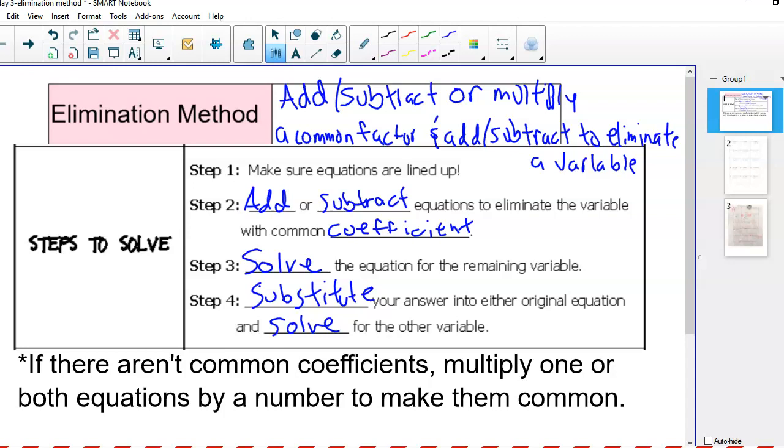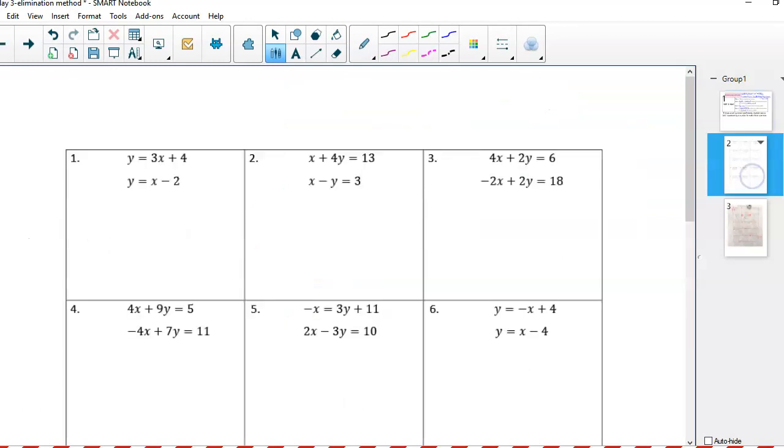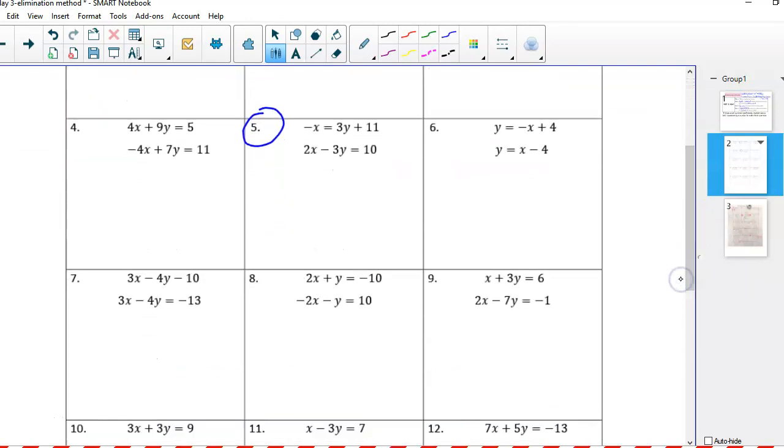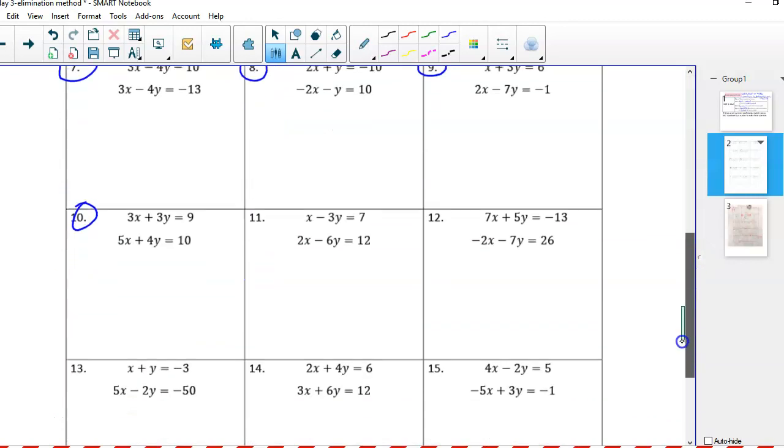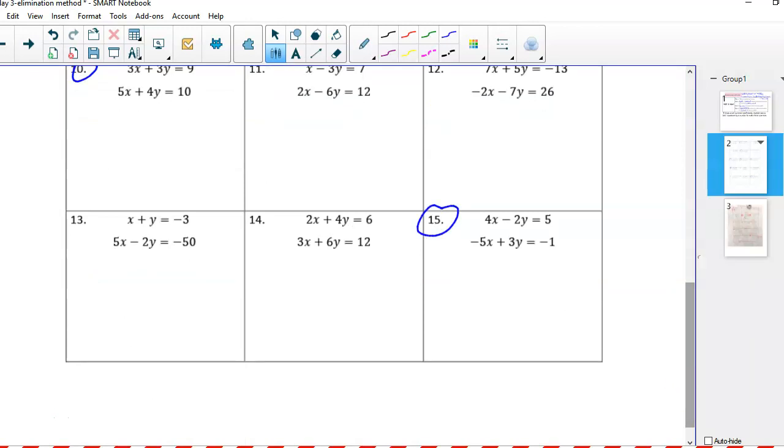Okay, we're going to do the following problems together, and then you'll have time to do the others. So circle them: 1, 2, 5, 7 through 10, and 15. Those are the ones we're going to do together.